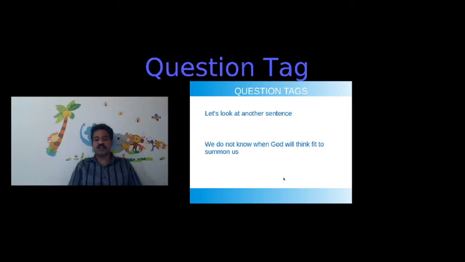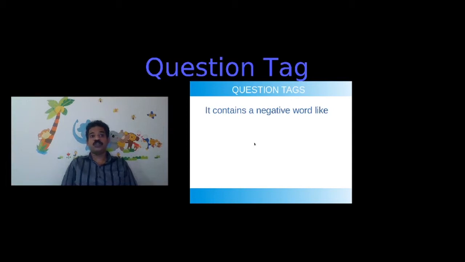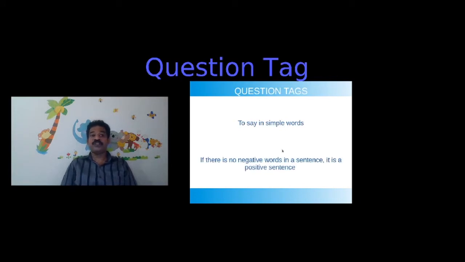We do not know when God will think fit to summon us. This is a negative sentence. So what is a negative sentence? A sentence that tells you something is not so is called a negative sentence. It contains negative words like not, never, no, nobody, no one, or a negative verb like isn't, can't, or won't. To say in simple words, if there are no negative words in a sentence, it is called a positive sentence.